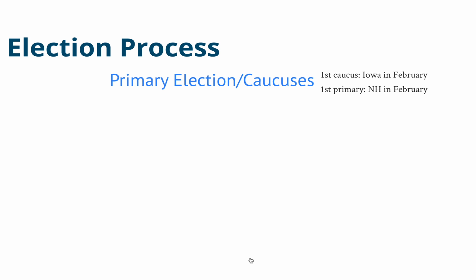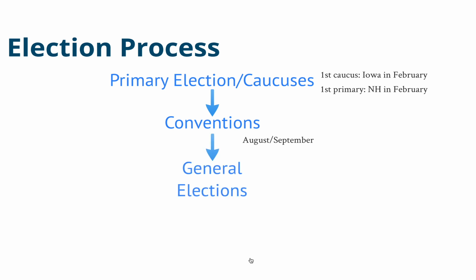Once summer is upon us, the candidates start getting ready for what's called the party conventions. Each party, the Democrats and the Republicans, will have their own convention, and those take place in late summer, depending on the year, so August, September timeframe. After the convention, candidates will campaign for the general election, and the general election is what we think of when we think of election day.